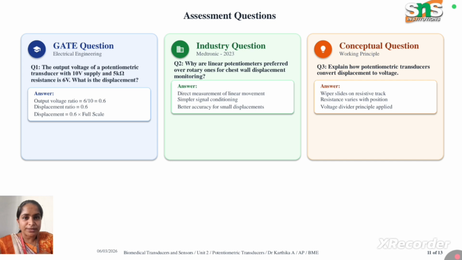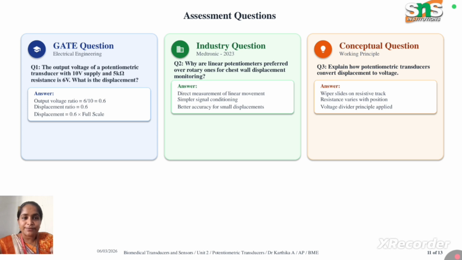Then the assessment questions. Here we have 3 questions: one from GATE, one from industry, Medtronic 2023, and a conceptual question. The first one: the output voltage of a potentiometric transducer with a 10 volt supply and 5 kilo ohm resistance is 6 volt. What is the displacement? See the answer: output voltage ratio 0.6, displacement 0.6, so displacement is 0.6 times full scale.